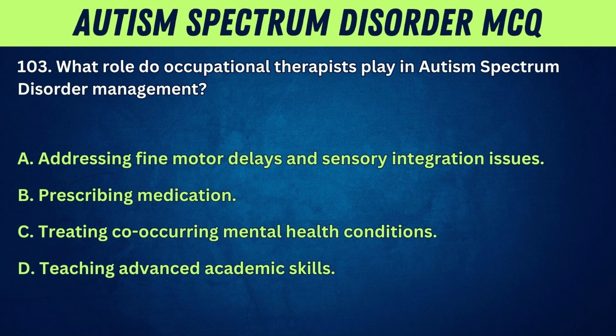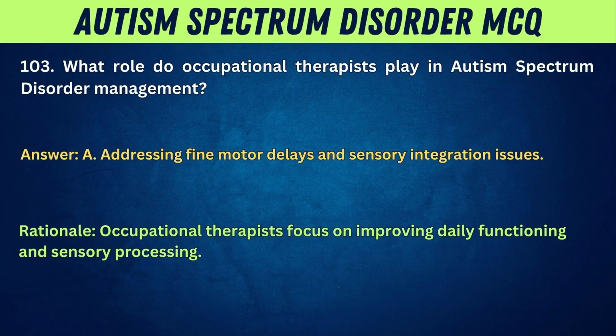103. What role do occupational therapists play in autism spectrum disorder management? A. Addressing fine motor delays and sensory integration issues. B. Prescribing medication. C. Treating co-occurring mental health conditions. D. Teaching advanced academic skills. Answer: A. Addressing fine motor delays and sensory integration issues. Rationale: occupational therapists focus on improving daily functioning and sensory processing.